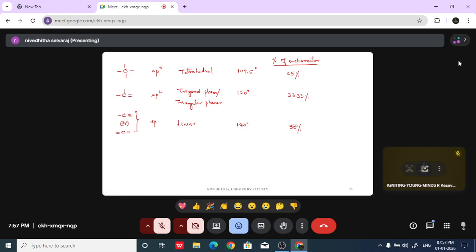Next. I'll give you a representation, and I want you to tell me what you can infer from that. Carbon single bond carbon, carbon double bond carbon, carbon triple bond carbon. See, this is single bond, this is double bond, and this is triple bond. As the number of chemical bonds between the atoms increases, what is happening to the bond length, or what is happening to the distance between the atoms?